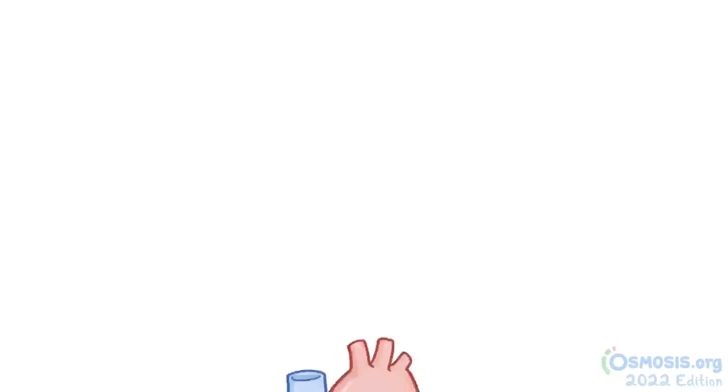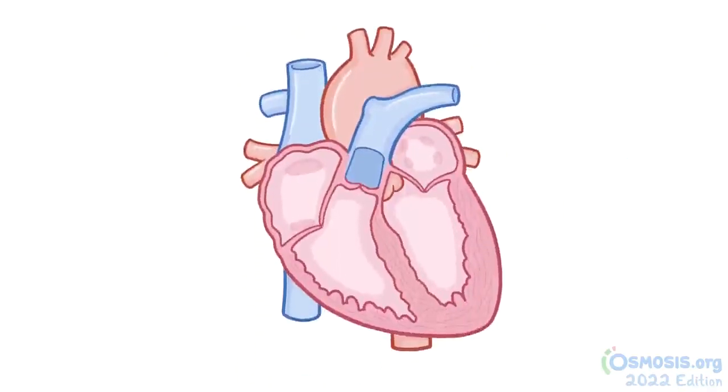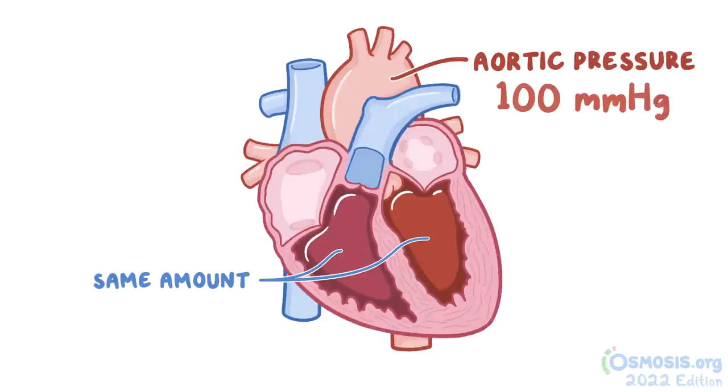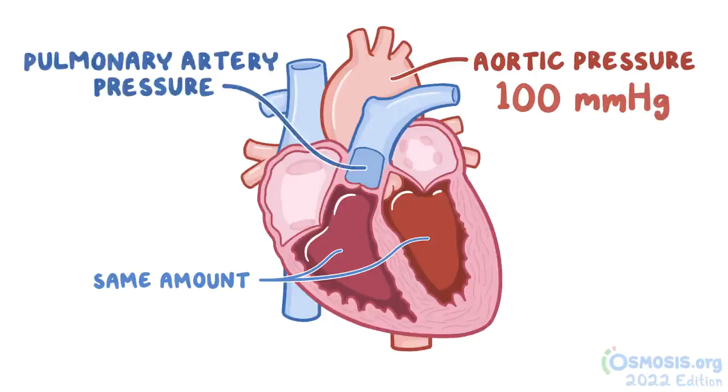It's also interesting to look at the difference between the two ventricles with regard to the pressure work they normally perform. So even though both ventricles pump the same amount of blood, the left ventricle has to overcome the mean aortic pressure of about 100 millimeters of mercury, while the right ventricle pressure needs to surpass pulmonary artery pressure, which is only 15 millimeters of mercury.